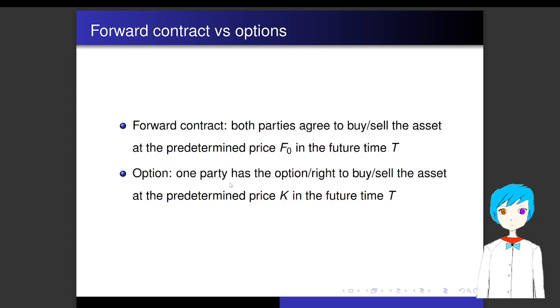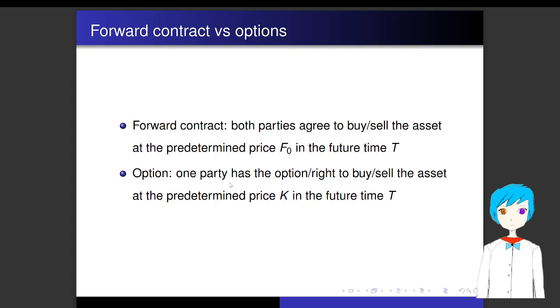So the major difference between forward contract and options is that for the forward contract, both parties agree to buy or sell the underlying asset at the predetermined price F_0 in the future time T. So no matter how the spot price will change in the future, both parties must exercise the forward contract at the predetermined price. So for the option, it is different.